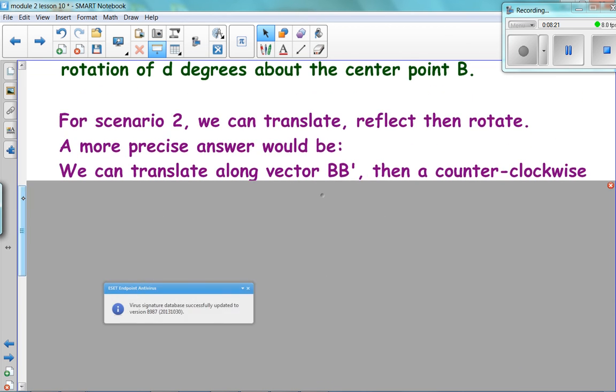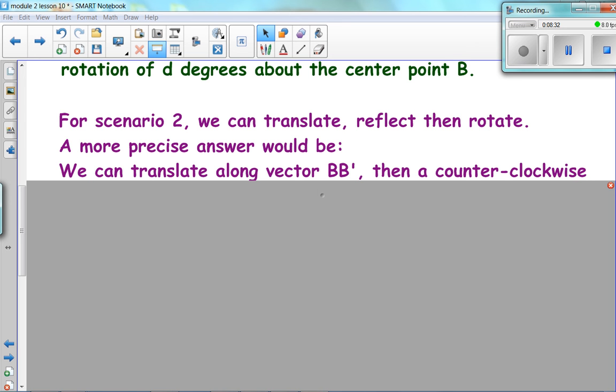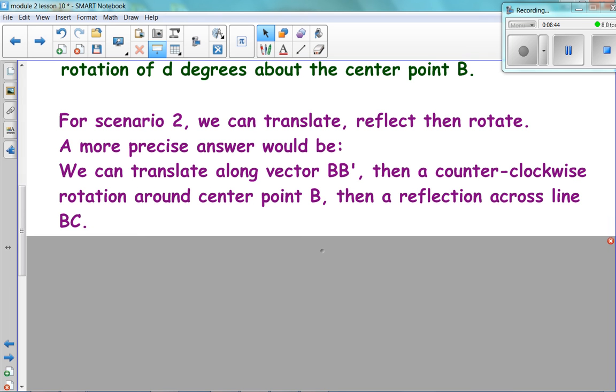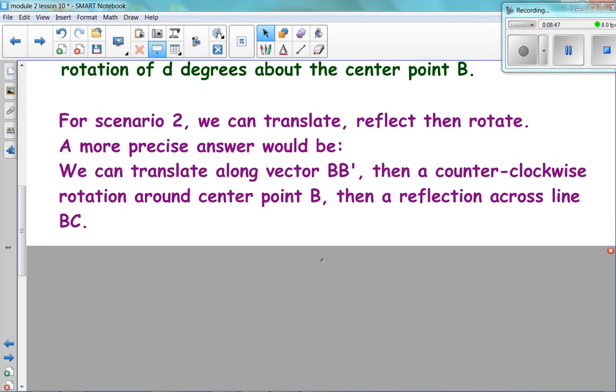For the second scenario, we can translate, reflect, then rotate. But a more precise answer would be we can translate along vector BB prime, then a counterclockwise rotation around center B, then a reflection across line BC. So if you're not sure how that happened, you need to go back to scenario 2, translate along the vector BB prime, then make a counterclockwise rotation around center point B, then reflect across line BC.